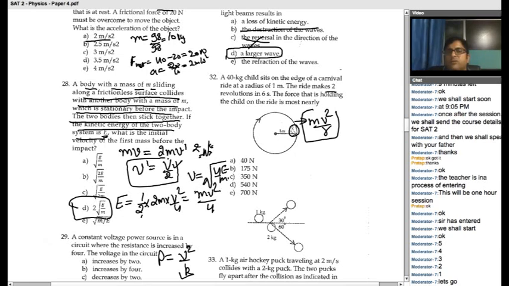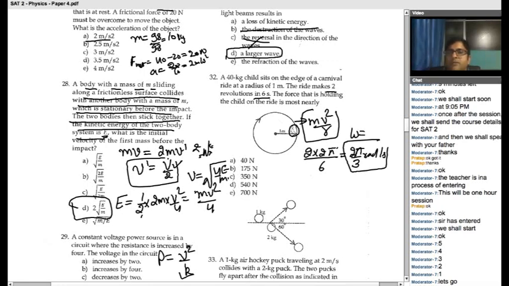They have given you 2 revolutions in 6 seconds. 1 revolution is 2 pi radians, so 2 revolutions is 2 into 2 pi radians. So you get 2 pi by 3 radians per second. So this is omega. Now use m r omega square as the centripetal force. M means 40 kilogram, radius is 1, omega square is 4 pi square by 9. So it is around 160 Newton into pi square by 9.